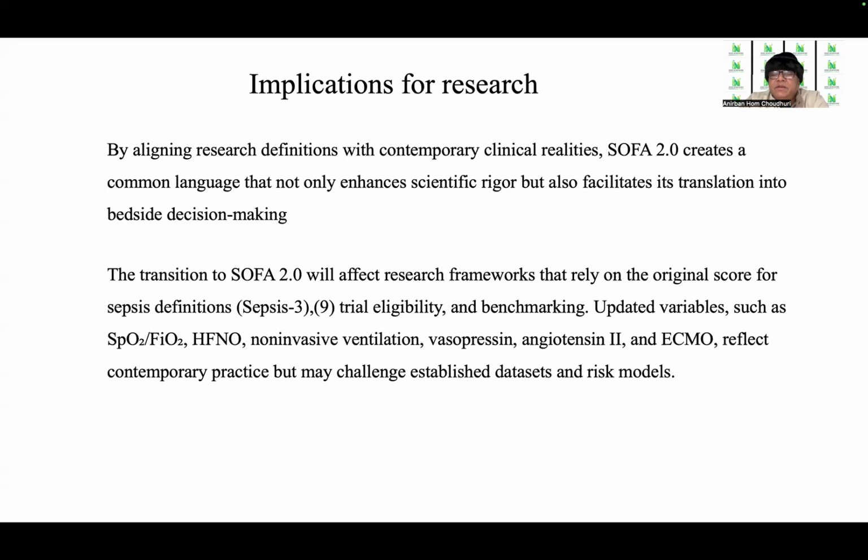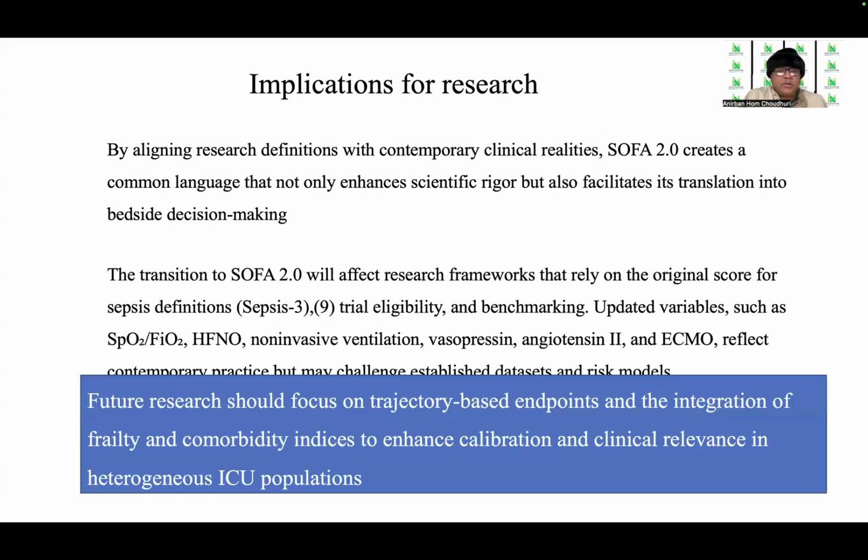So, what it means is that we might have to redo or revalidate our previous work against this new SOFA 2 score. And further research should focus on trajectory based endpoints and integration of frailty and comorbidity indices to enhance calibration and clinical relevance in heterogeneous ICU populations. So, in these heterogeneous ICU populations, it probably becomes more valid and more useful because it fine tunes those points which were missing in SOFA, and therefore, although the score remains the same, it can be appropriately labeled.